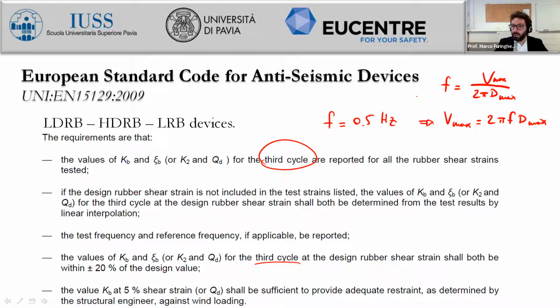So this happens, for instance, for curved surface sliders. In the testing protocol for curved surface sliders, you will see that it is given the velocity, which is generally provided by the structural engineer. It is not a single value which is given by the standard code, but it should be defined by the structural engineer. So by having the maximum value of velocity, we have the maximum displacement, which is also provided by the structural engineer, and we compute the frequency according to this. Obviously these are related to a sinusoidal waveform.